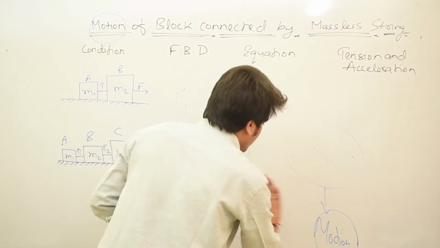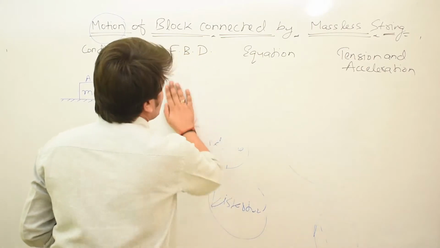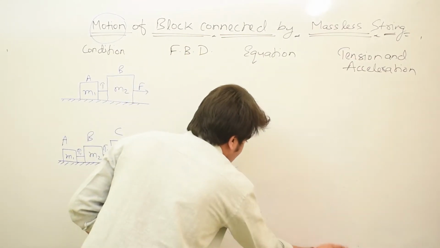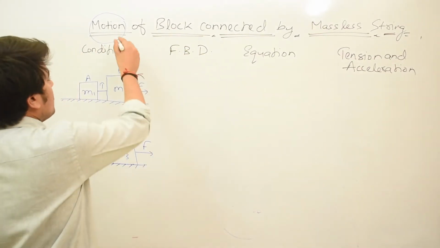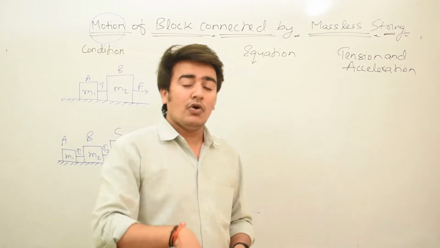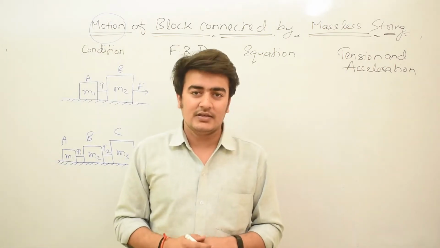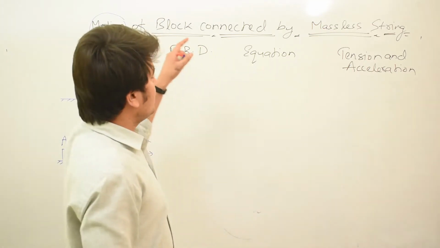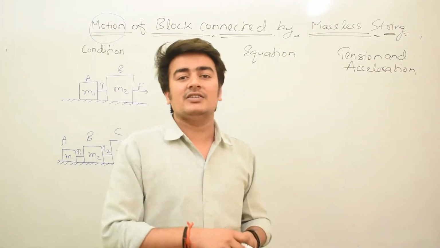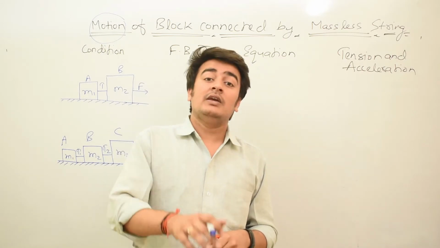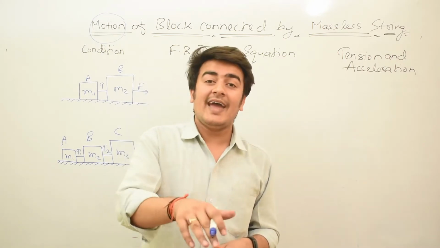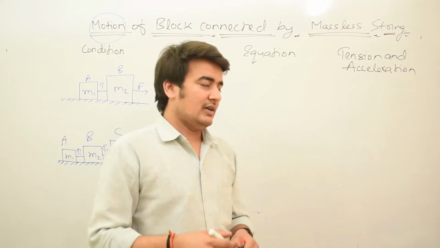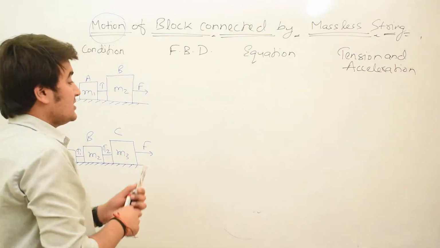Now let us move forward and discuss motion of block connected through a string. Exactly. So what are we discussing? Motion. Could you please tell me whether the force applied here will be balanced or unbalanced? Exactly, gentlemen, force will be unbalanced. Why? Because we are talking about motion, and whenever there is motion, there must be an unbalanced force acting on a particular body.